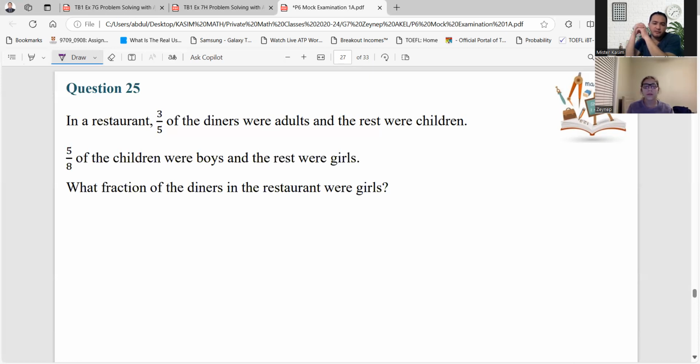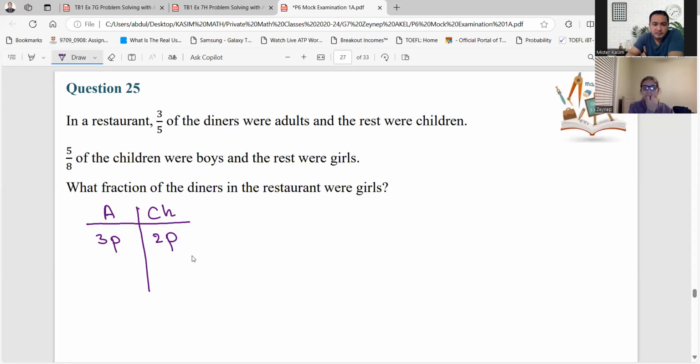First, 3/5 of the diners were adults and the rest were children. So that means that 2/5 of the people were children, right? And among this, let's actually do it like this first. Table. Okay, this one is adults and children, right? So 3/5 means 3p, and this one is 2p, right? 3/5 of the people were adults, that means 3p, and 2/5 of the people were children.